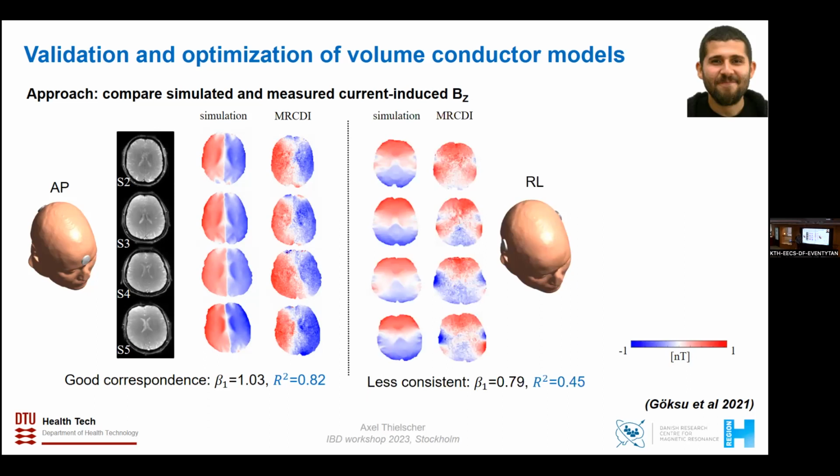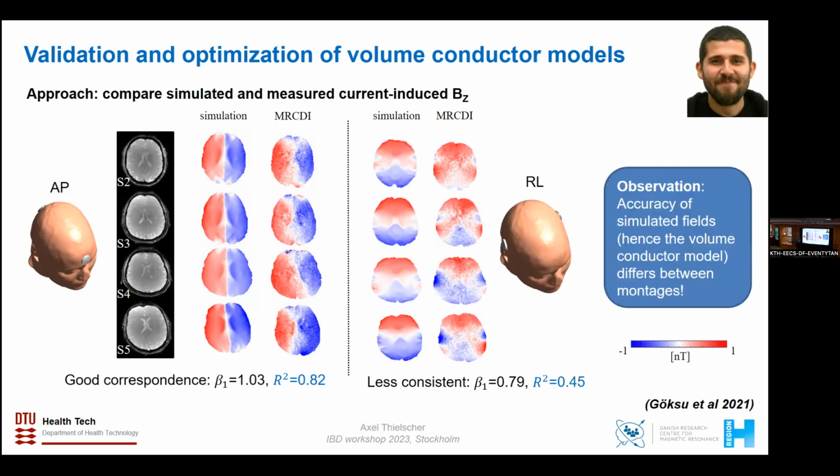Let's do a very simple change. Namely, let's change the electrode positions from left to right. And suddenly our fit is much less good. And because we now did a lot of work to convince ourselves that we trust our measurements, the conclusion then has to be that our simulations are not that good for this kind of montage. So this is just, first of all, the first possibility to, in a non-invasive way, validate how good our simulations actually are.